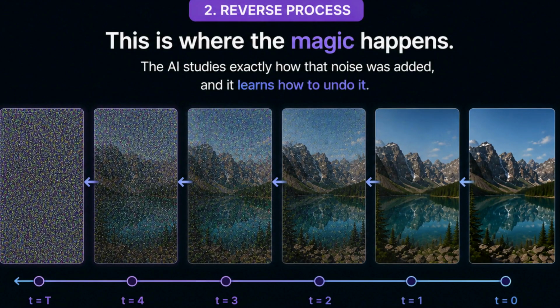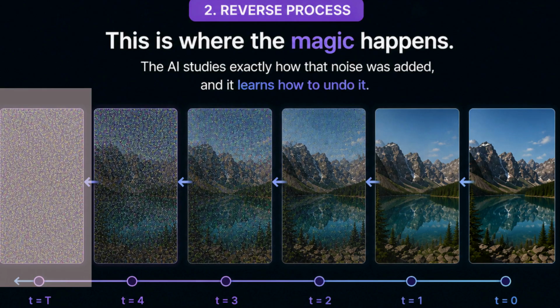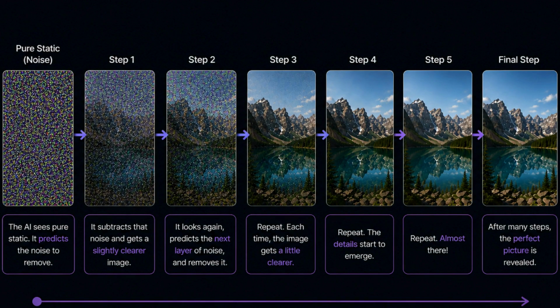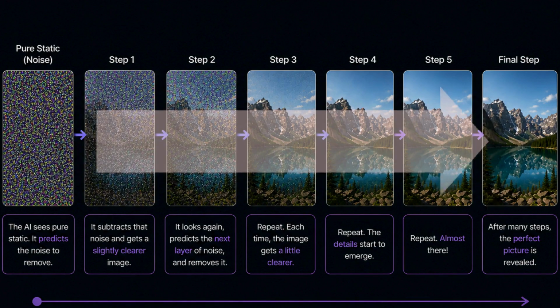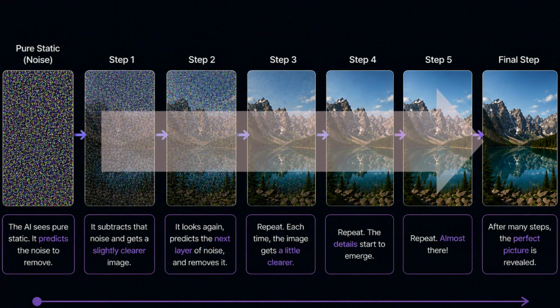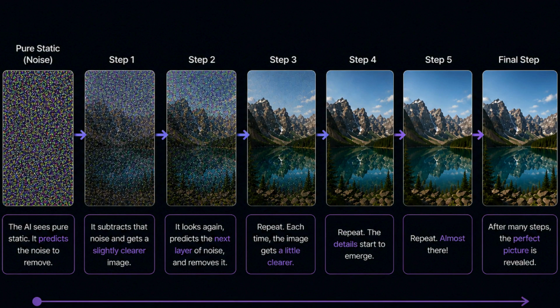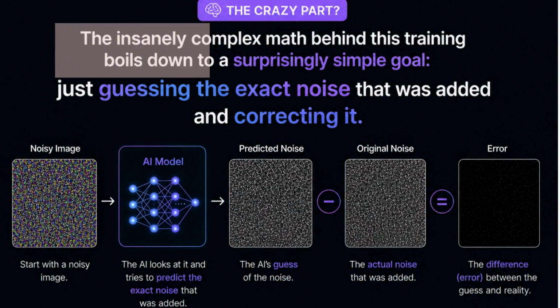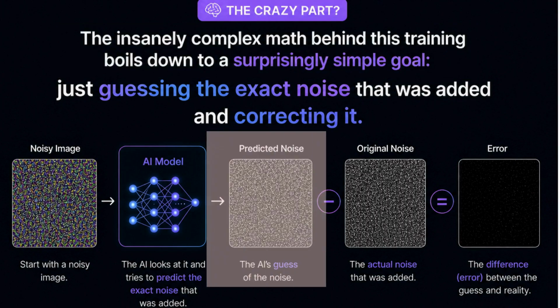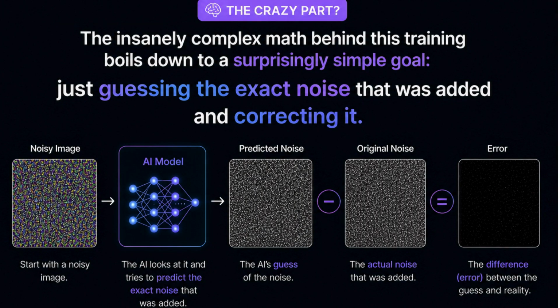The AI studies exactly how that noise was added, and it learns how to undo it. It looks at a completely noisy image and asks, what static do I need to subtract to get slightly closer to the original photo? It does this over and over, training itself until it can take a screen of pure static and magically carve out a perfect picture. The crazy part? The insanely complex math behind this training boils down to a surprisingly simple goal, just guessing the exact noise that was added and correcting it.